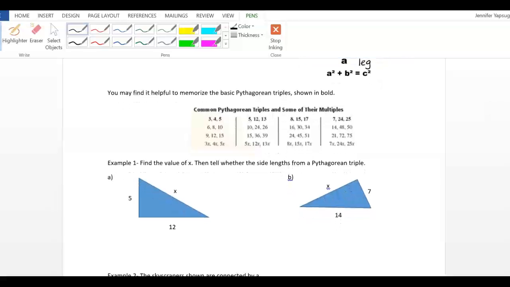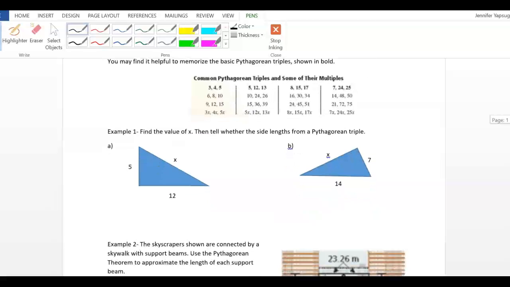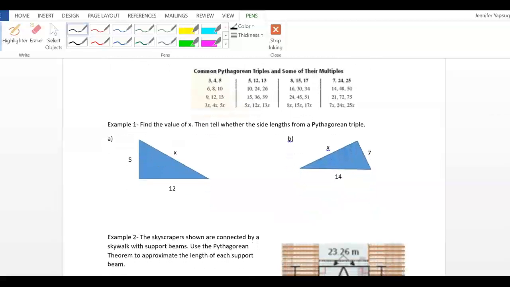It's just going to be helpful when we are looking at this particular example, because in the directions they do tell us to see if the side lengths of the triangle actually form a Pythagorean triple. So let's take a look at example A. We've got this right triangle here, and just go ahead and draw in the right triangle symbol here for letter A. We're going to find the value of x.